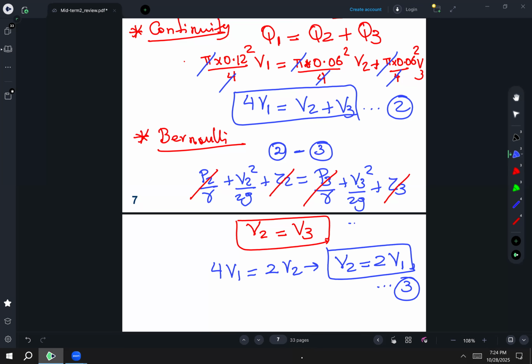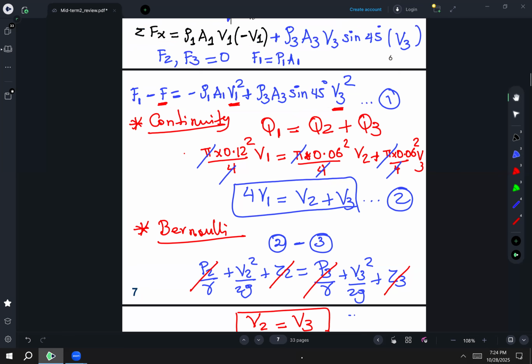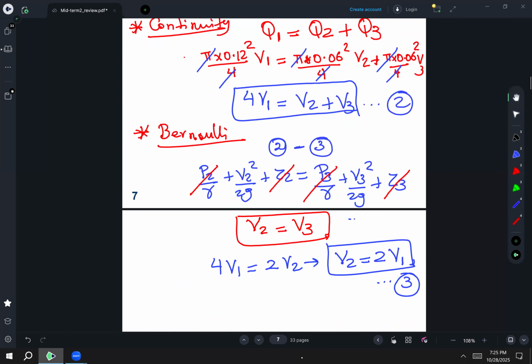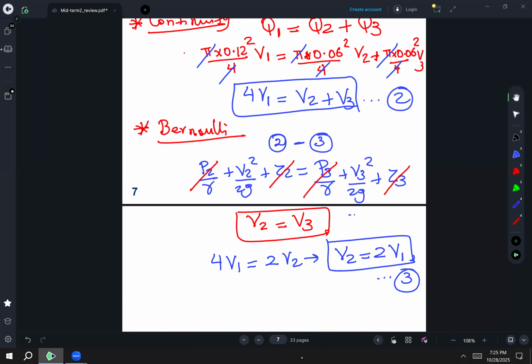Okay, but this still doesn't give me the velocity in 1 and velocity in 2. I need one more equation that helps me to find V1 and V2. But here you guys can notice that the pressure in 1 is 225 kilopascals, and I haven't used that information yet. So I can apply Bernoulli between 1 and either 2 or 3. Okay, so since we know the information here in 2, let's apply Bernoulli between 1 and 2.